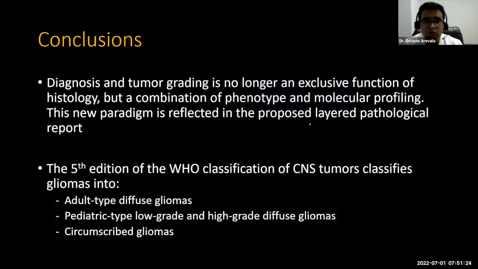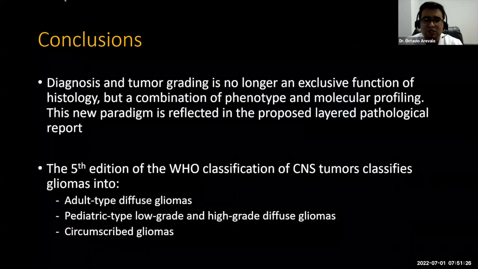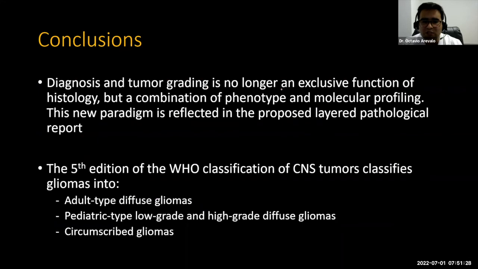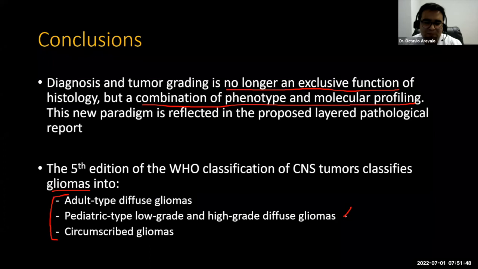So the conclusion is that the diagnosis and grading of the brain tumors, of the gliomas, is no longer an exclusive function of histology, but a combination of histology and molecular profiling, right? The 5th edition of the WHO classification of gliomas groups the gliomas into 3 big groups, and these can be split into 2 groups, high grade and low grade.